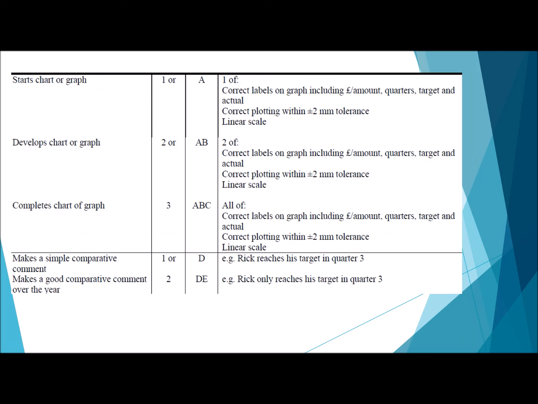Okay, so just have a look. Let's look at the 3 marks. So 3 marks would get correct labels on the graph, including either the pound sign or the amount, the quarters, the target and the actual. You had to plot the points correctly, and they'd let you go with 2 mils either way, and the scale has to be correct. So labeling, plotting and scale, as we've said.